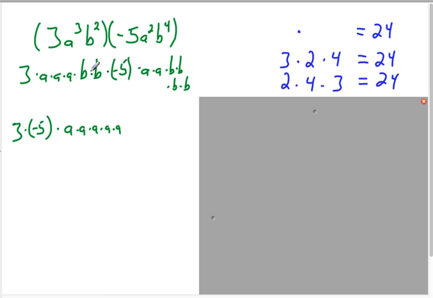And then if I want to, I have 1, 2, 3, 4, 5, 6 b's, so I'll just put those all together. 3, 4, 5, and 6. And now I'll just squeeze it back together. So 3 times negative 5 is negative 15.